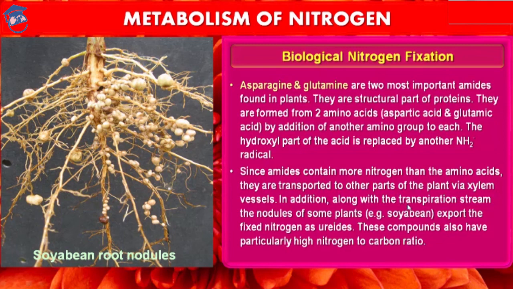In addition, along with the transpiration stream, nodules of such plants, that is soybean, export fixed nitrogen as ureides. These compounds also have a particularly high nitrogen to carbon ratio. So this is how the fate of ammonia is decided. There are two main ways by which this can take place. First is reductive amination, which I have taught you, and second is transamination, which I just taught you.